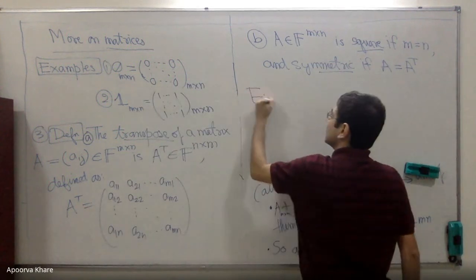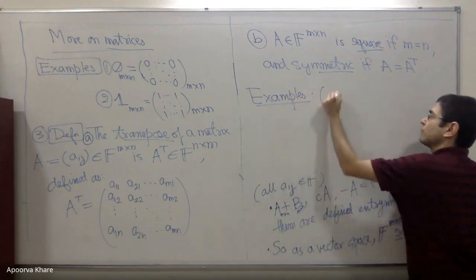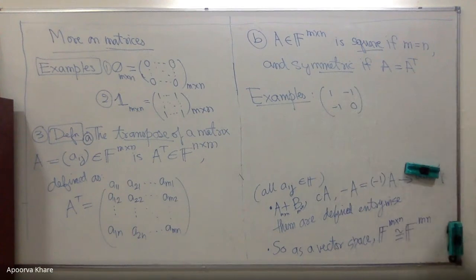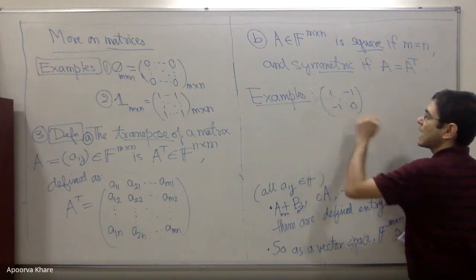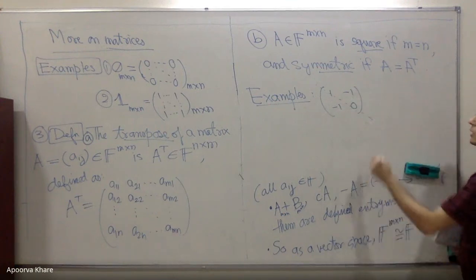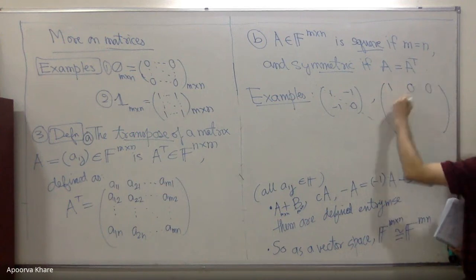Examples. For example, you have 1, -1, -1, 0. That's a symmetric matrix because if you switch the rows to columns, you get the same thing. Basically, what transpose does is it reflects the entries around the diagonal, and you see the entries are the same.